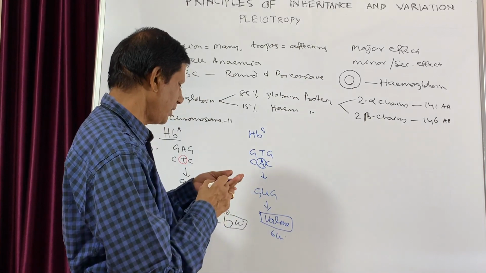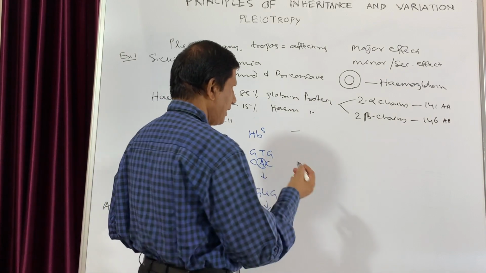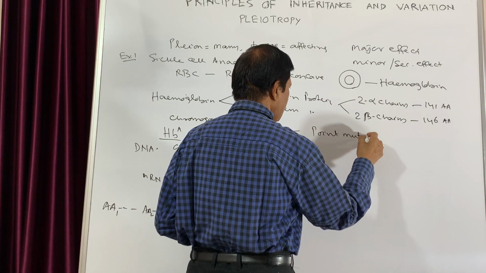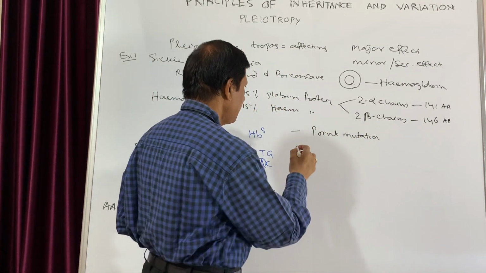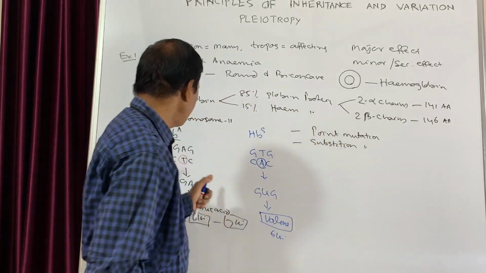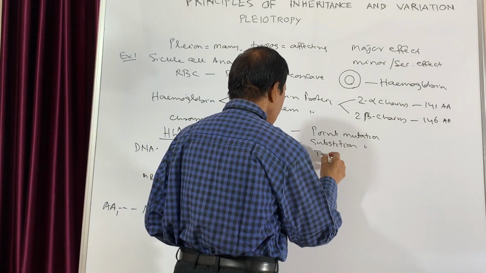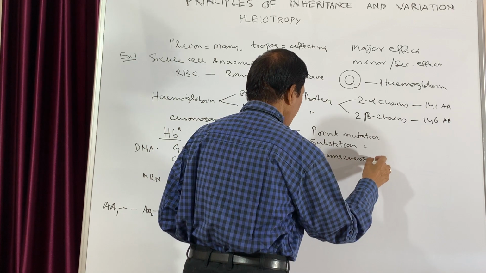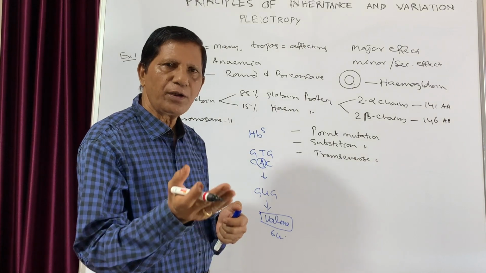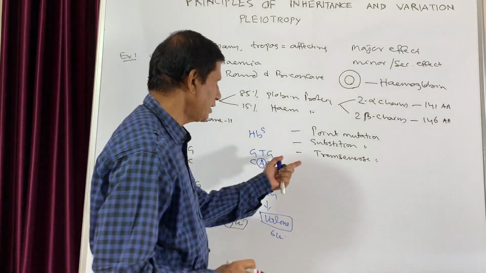So from this we can tell that sickle cell anemia is a point mutation, because the mutation takes place at a point. It is a substitution mutation, because here the T is substituted by adenine. Then we can call it a transverse mutation, because in a transverse mutation, a purine is replaced by a pyrimidine, or a pyrimidine is replaced by a purine. So here pyrimidine is replaced by purine. So it's a transverse mutation.